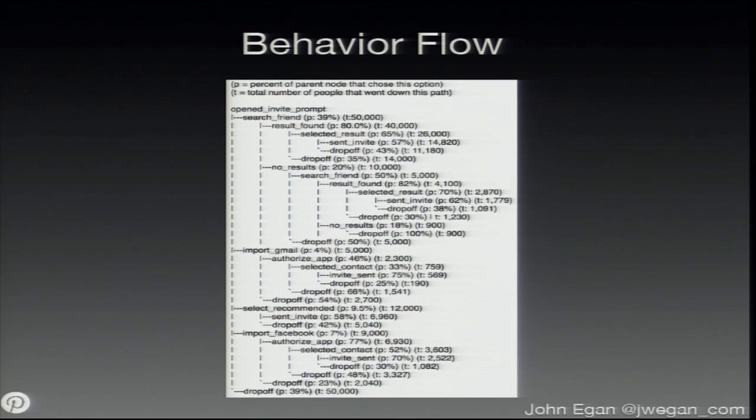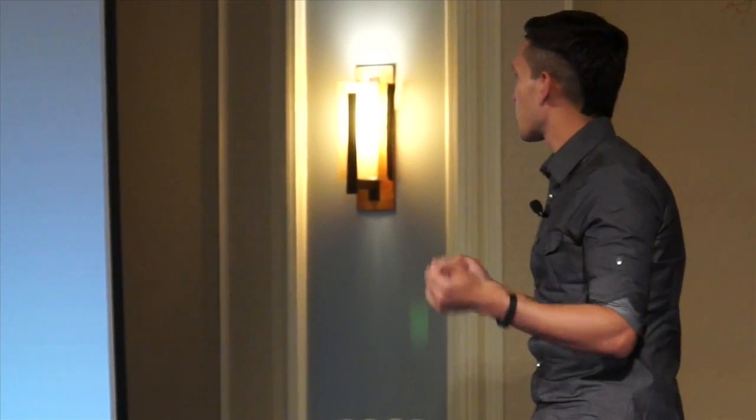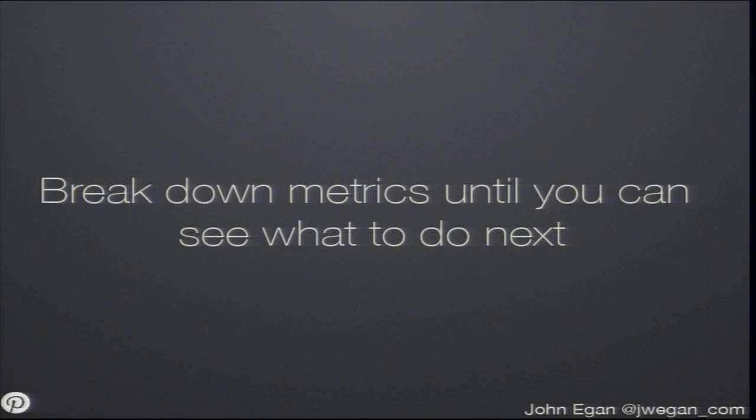For instance, if we were looking at the Facebook import, if a user clicked on that, were they able to import successfully, or did they have a problem? Maybe they denied the permission. And we tracked the drop-off at each point. And this helped us uncover areas where users were encountering difficulties and having issues. And so we were able to identify the problems and fix them. Again, it comes down to breaking down metrics until you can see where the problems are and how you can fix them.